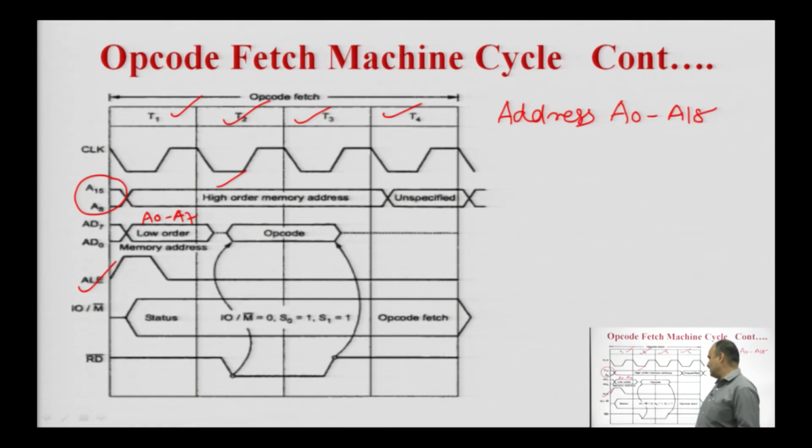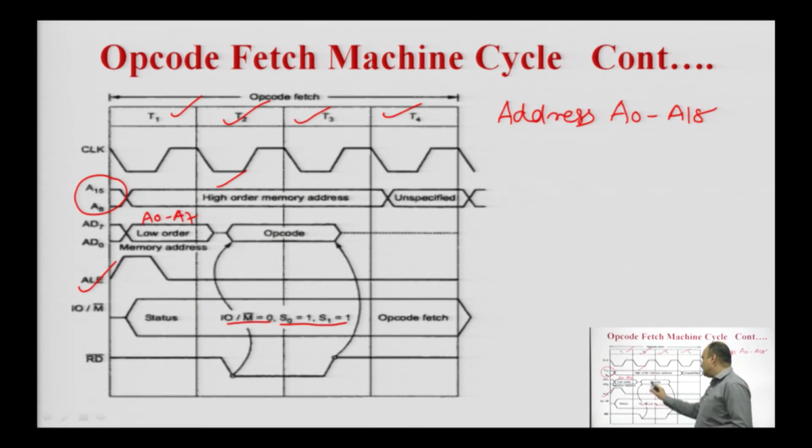The status signals for the opcode fetch machine cycle are as follows. IO/M is 0, since this is a memory related operation. S0 and S1 are both 1, which indicates the opcode fetch operation. So, for the opcode fetch operation, the status signals are IO/M equal to 0, and both S0 and S1 are 1.